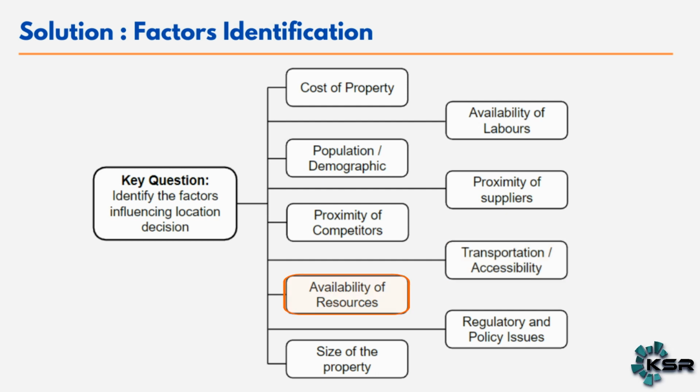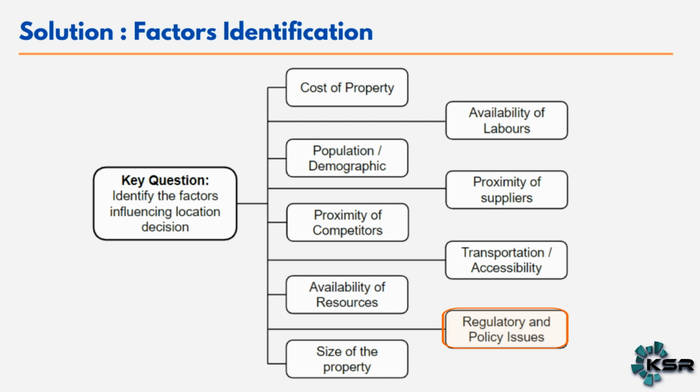Next will be availability of resources. In the area you select, you need water, electricity and any other material required at the faster rate. So you will be identifying the location where you get these three things easily.